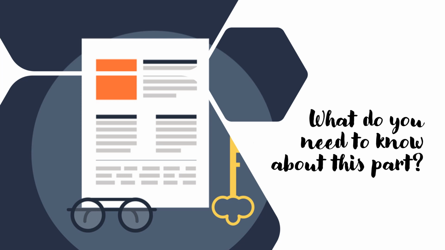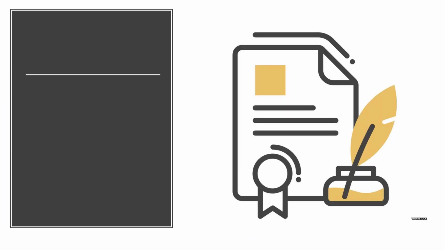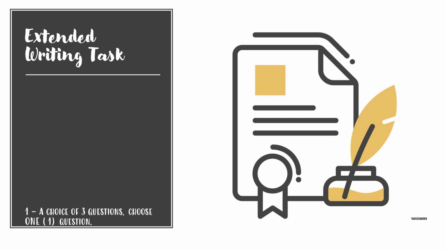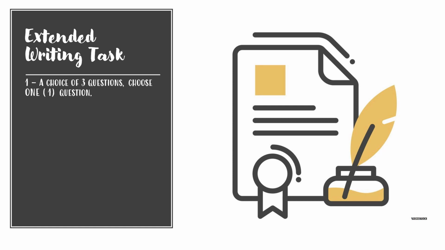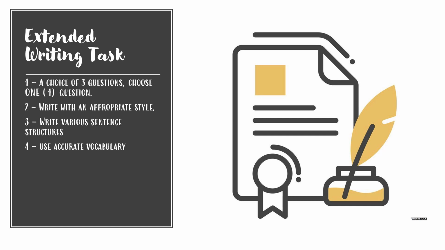What do you need to know about this part? Writing part 3 is an extended writing task. It is a choice of 3 questions. You have to choose one question. You have to write with an appropriate style. Remember that you need to write various sentence structures. You may use accurate vocabulary and write the answers in 200 to 250 words.